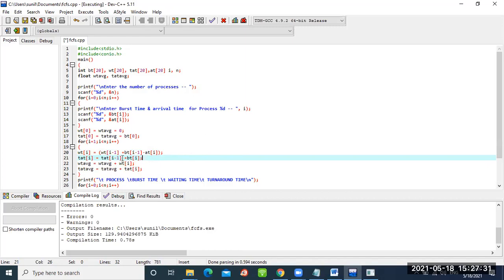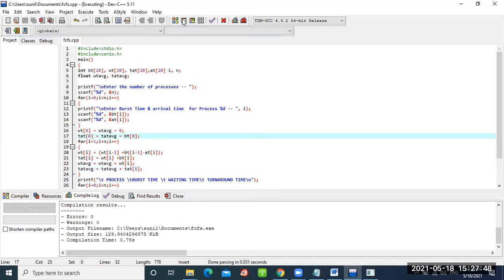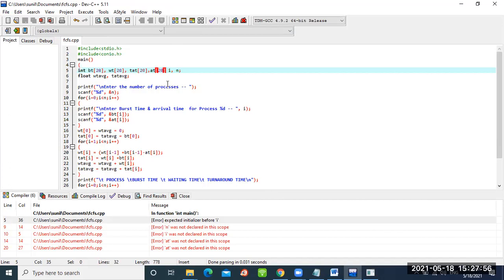Or you can write here just, or write W... I find WPI minus. Now let me save this file and compile. Oh, there is an error. What type of error? So we need a semicolon here.